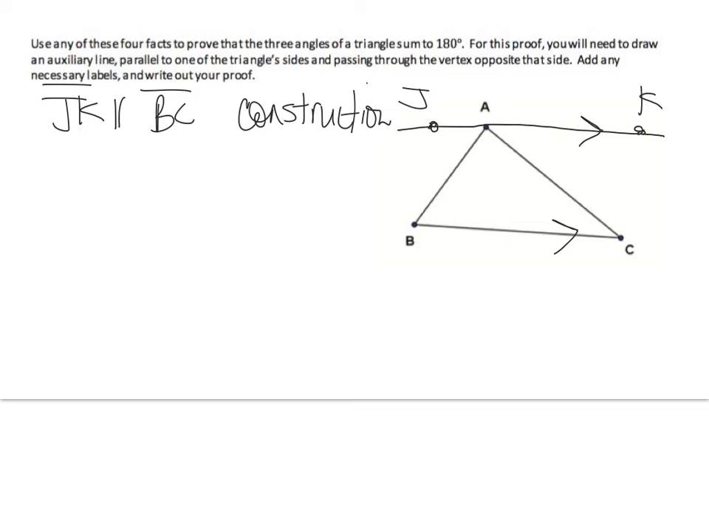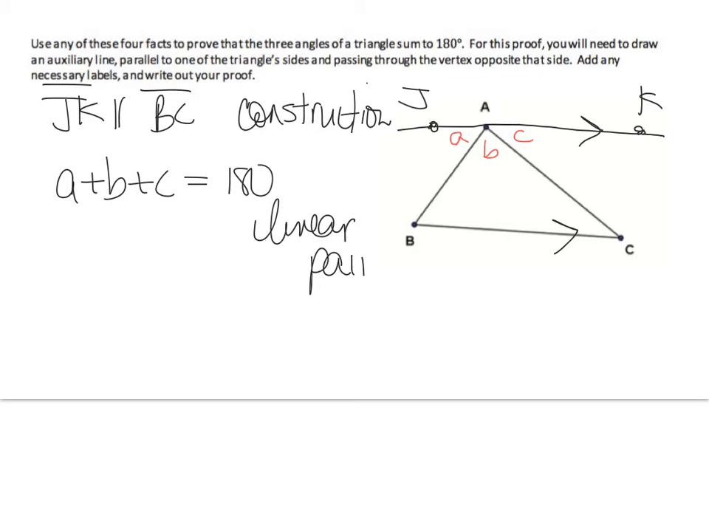Let's add some letters. Let's do little a, little b, little c. Now I can say that a plus b plus c equals 180. Okay, and it's linear pair. I know it's more than a pair. Sum to 180. Very cool.